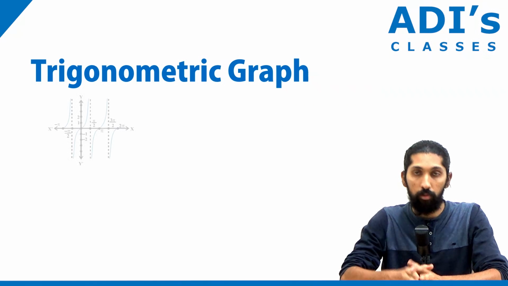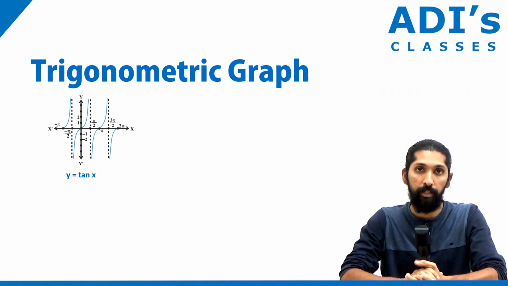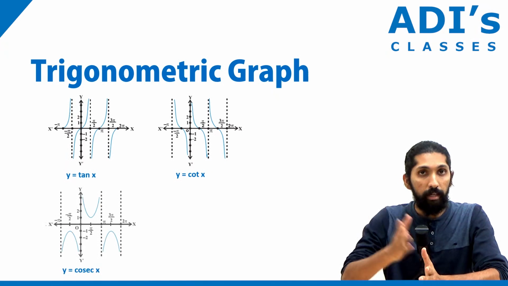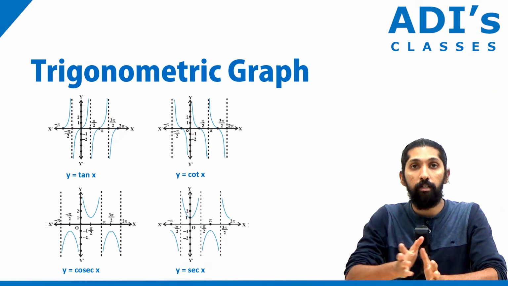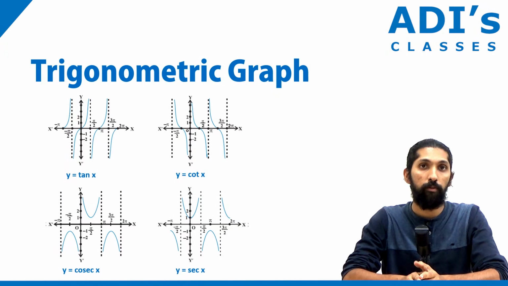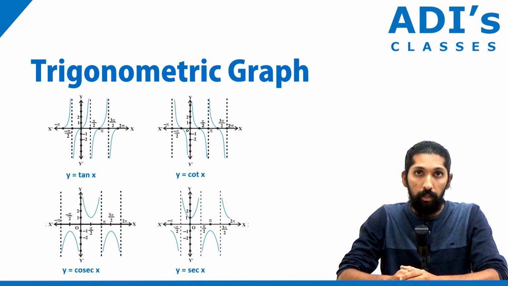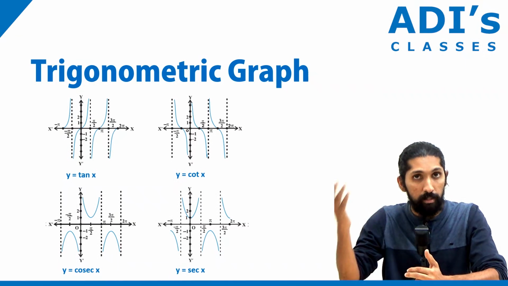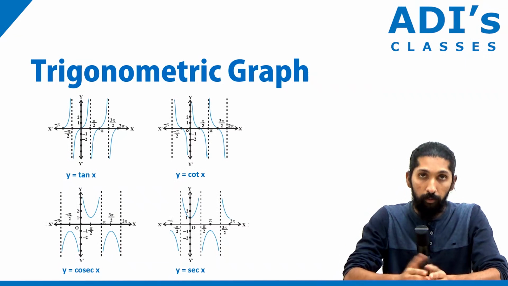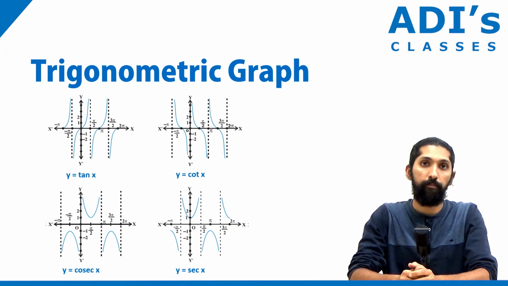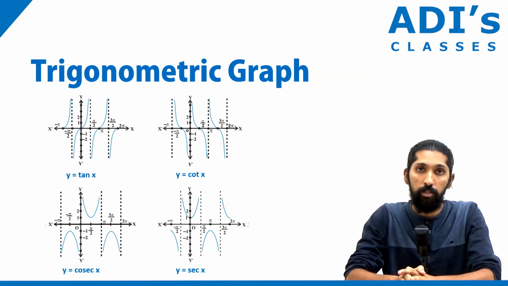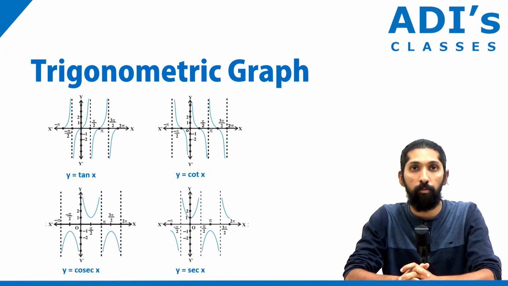Like tan goes from minus infinity to plus infinity. Same thing for cot, cosecant and secant. They do not have any values from -1 to 1. Their values are more than 1, so from 1 to plus infinity or from -1 to minus infinity. Correct? So these are the graphs of trigonometric functions, and we have discussed them.